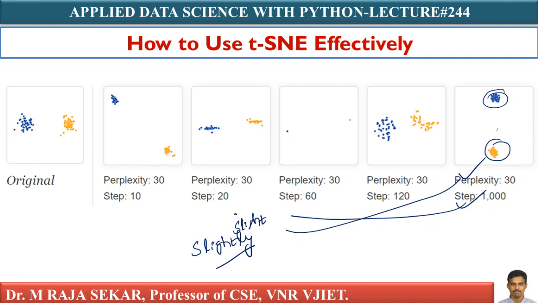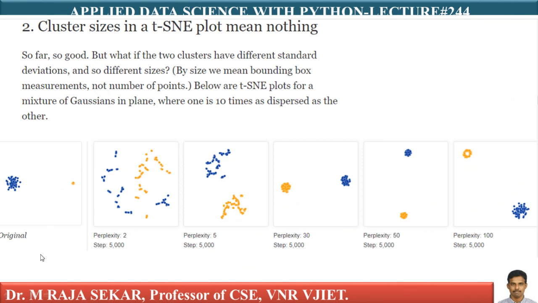Now comes another scenario. What it says is, cluster sizes in a t-SNE plot mean nothing. You need not bother about cluster sizes. But what if the two clusters have different standard deviations and so different sizes? Here I have a cluster, here also I have a cluster. They have different standard deviations and different sizes. We will try to understand this simple example.